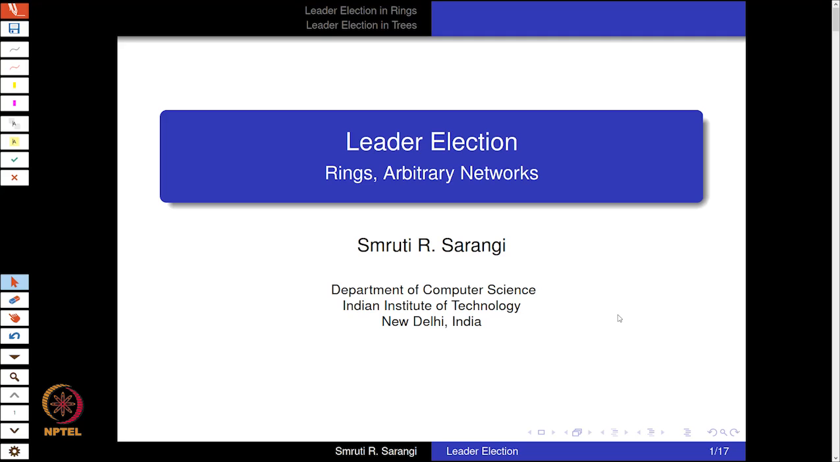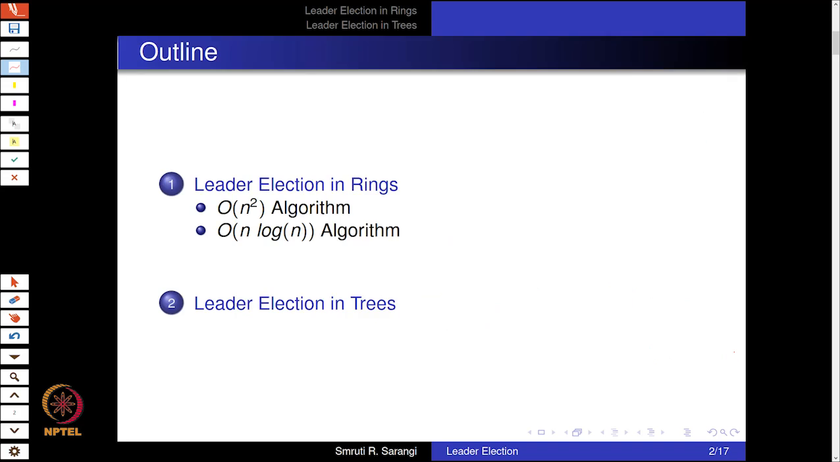Welcome to the lecture on leader election. In this lecture, we will be given n nodes, and in a distributed fashion these nodes need to run an algorithm where they elect a leader. We are not assuming any faulty processes here. We are assuming that they will elect a leader just by exchanging messages.